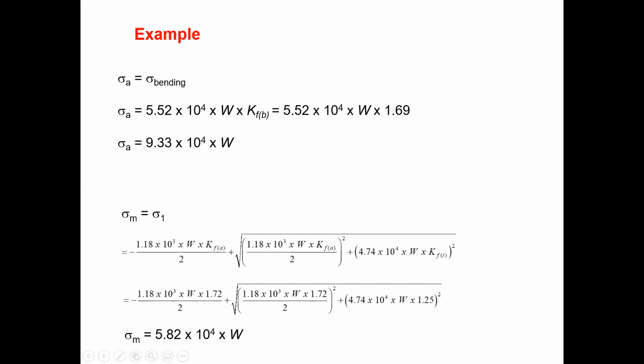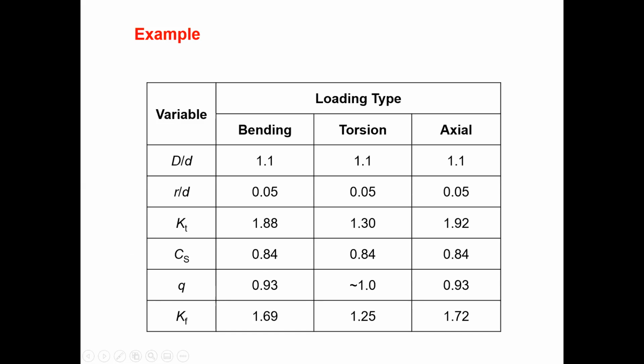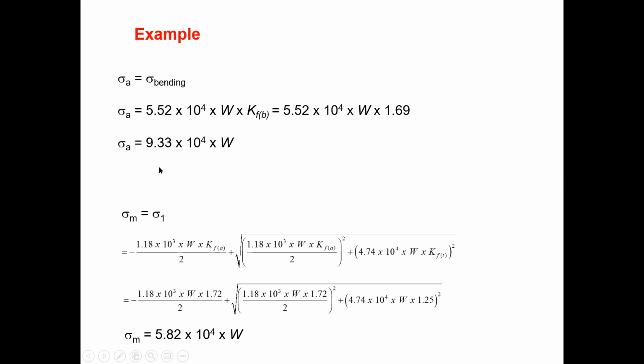Then you can substitute that KF value into the alternating stress, which you derived from the earlier equations. So KFB, for bending, is 1.69. You substitute here, so you will get the alternating stress value. And then the mean stress, sigma m equals sigma 1. So you can find sigma 1 after substituting KFA here, KFA here, KFT here, that means due to torsion and axial. After substituting, you can easily simplify because W is the same, then you will end up somewhere here. So you have one single sigma m and one single sigma A.